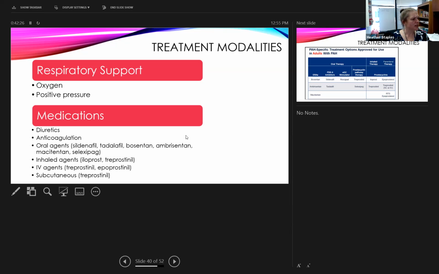There are some inhaled medications, and you'll see us use iloprost typically in the ICUs. There are some IV agents, treprostinil and epoprostenol. So these medications we do have pharmacy protocols in place for. In the 2.5 years I've been here, because I helped write those protocols, we have not used it. So it's a super risky medication.